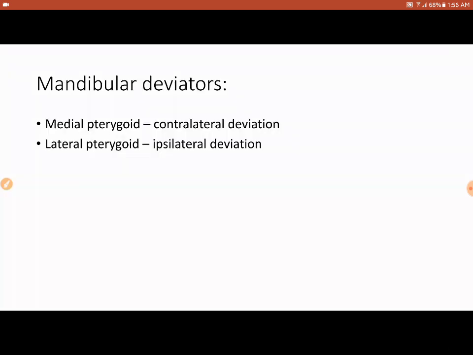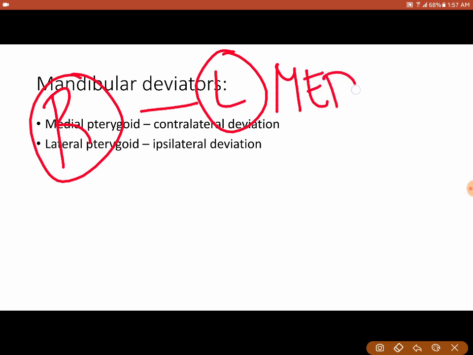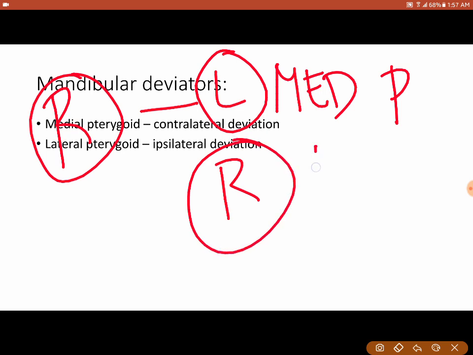And you have your mandibular deviators. So those are your medial pterygoid, its action is contralateral deviation, and lateral pterygoid, its action is ipsilateral deviation. So for example, if the patient deviates his jaw towards the right side, so there is contraction of the left medial pterygoid and right lateral pterygoid.